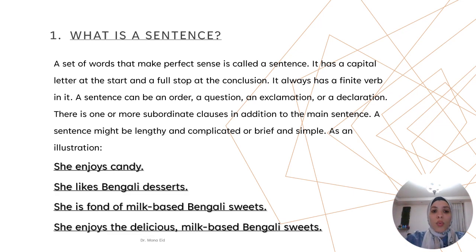To begin with, what is a sentence? A set of words that make perfect sense is called a sentence. It has a capital letter at the start and a full stop at the conclusion. It always has a finite verb in it.